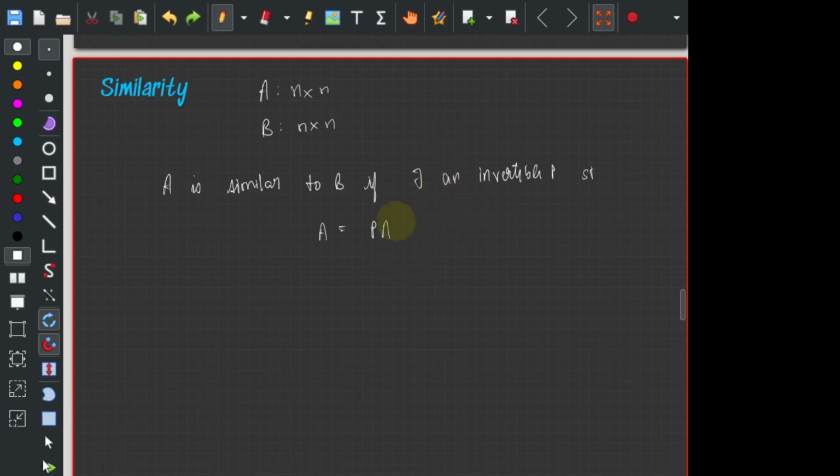If I can find an invertible P such that A can be written as P B P inverse, then I say that A and B are similar to each other. Have you seen this definition before? Hopefully yes. And what does similarity essentially do? What is the geometric or linear algebraic interpretation of similarity? It's just a change of basis.